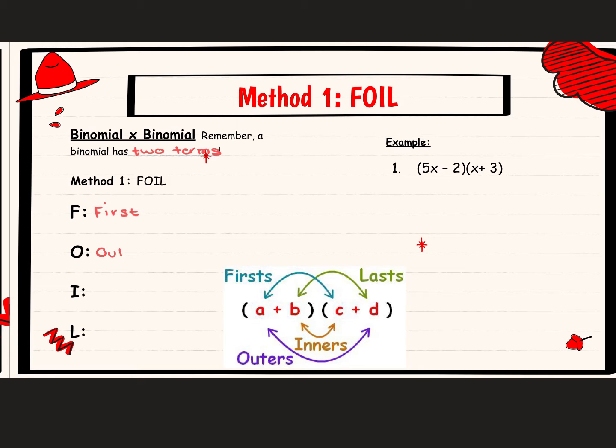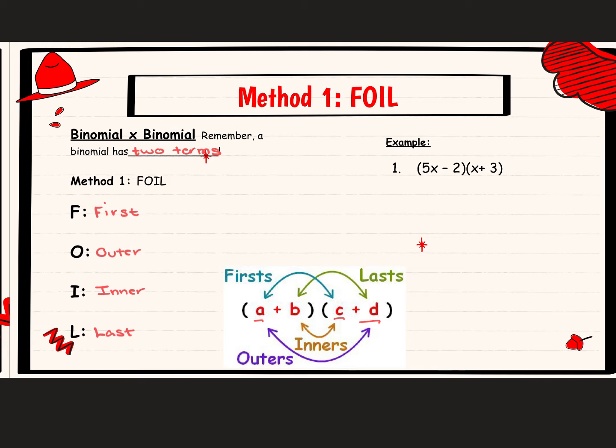FOIL stands for first, outer, inner, and last. If we take a look at our diagram here, we have A plus B as one binomial, and C plus D as our second binomial. When we talk about first, we talk about the first term in each of my binomials. So here A and C are our first terms. When we talk about the outer, we're looking at it as a whole, so we're looking at A and D. Those are the outer terms. When we look at inner, again, we're looking at those 2 terms on the inside. And when we look at last, we're looking at the last terms in each.